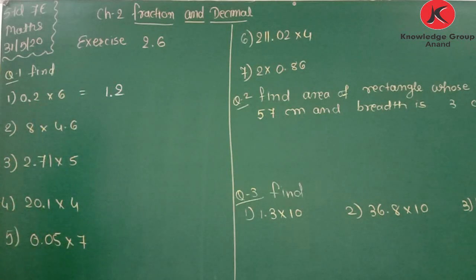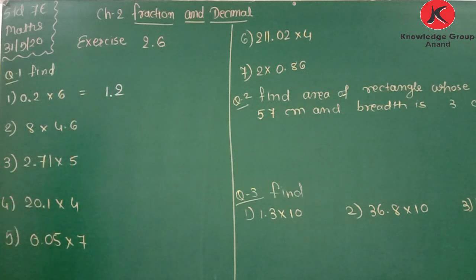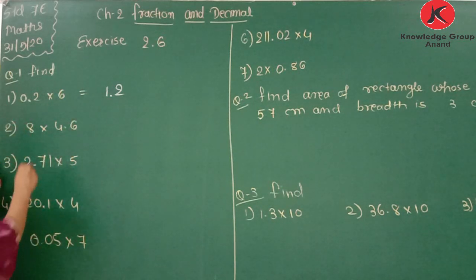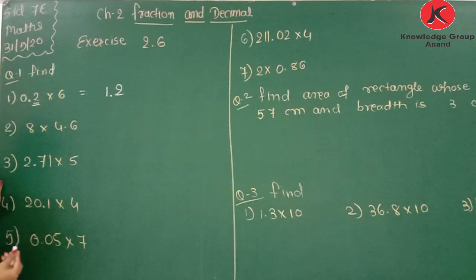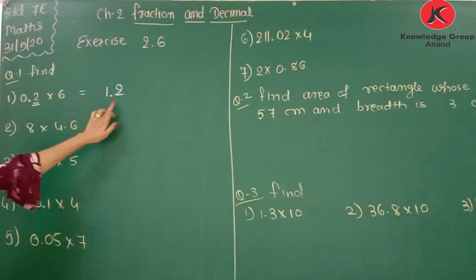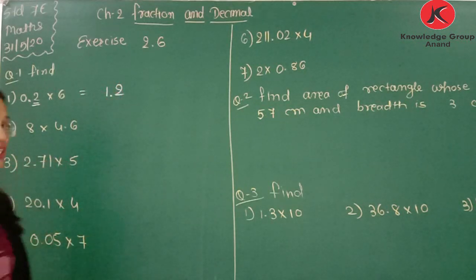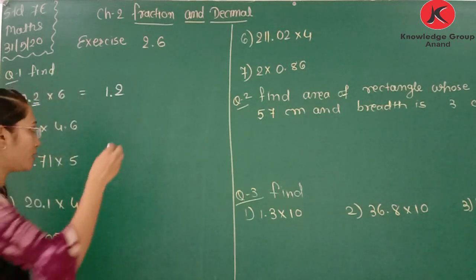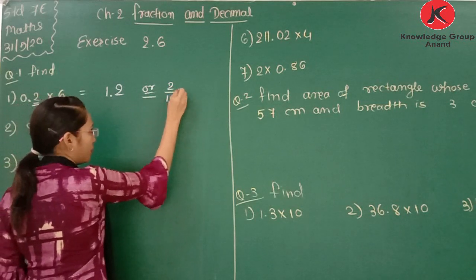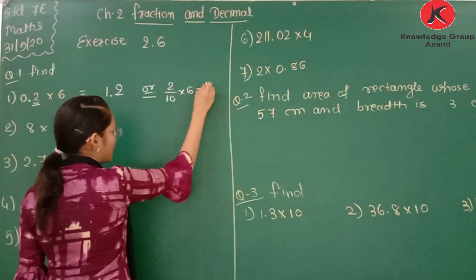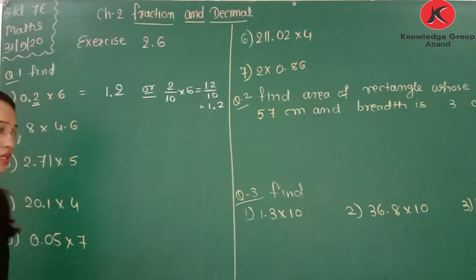What you have to do? Represent the number as a whole number. 6 twos are 12. But where will be the decimal point? Count the total decimal digits after the point. Here 1, and here no decimal point is there. So this total is 1, so 1 decimal digit after the point. There should be one digit after the point. Clear? Or you can write like this: 0.2 means 2 by 10 multiply 6. 6 twos are 12, by 10 is 1.2. Clear? You can do it this way also.